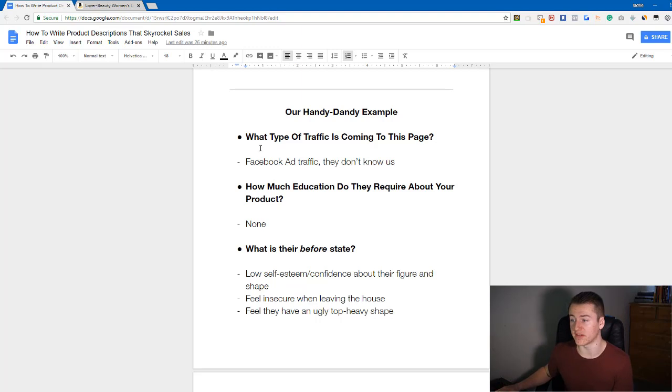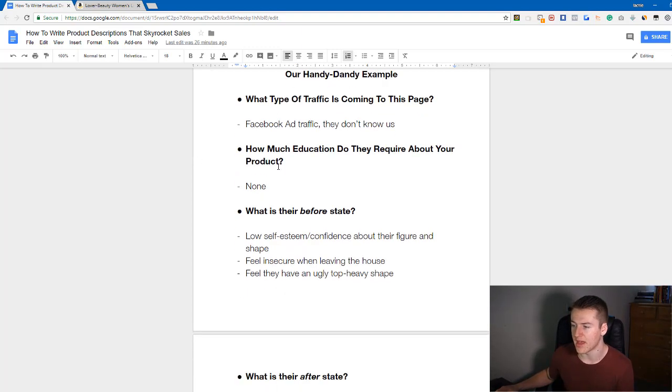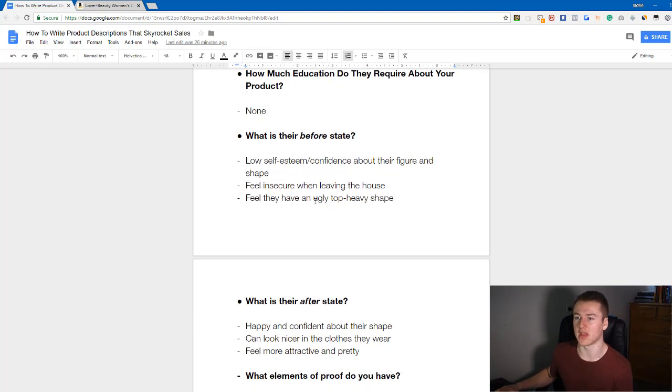So what type of traffic is coming to this page? Let's just say Facebook traffic is coming to this page, and at the moment they don't currently know us. How much education do they require about this product? Most women know what a corset is, so we don't really need to educate them around what a corset actually is and how it works. What is their before state? Now this is where the gold mine of Amazon reviews comes in perfectly.